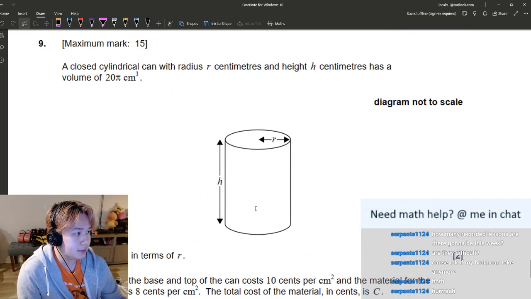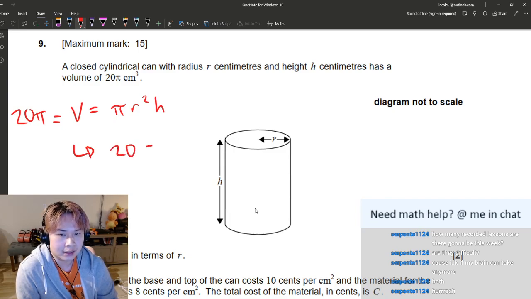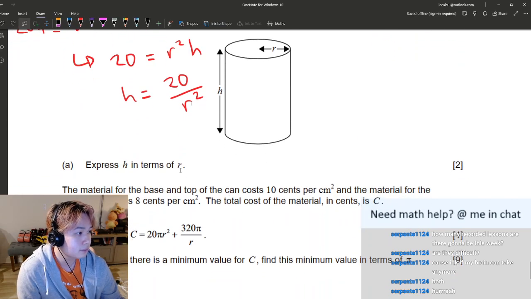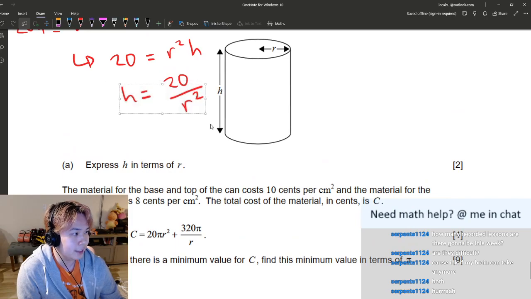Okay, express h in terms of r. So our volume is pi r squared times h, and it tells us the volume is 20 pi. So from here, this basically means that 20 is r squared times h. So h is 20/r squared. The pi's just cancel out. So here's my expression for h in terms of r.